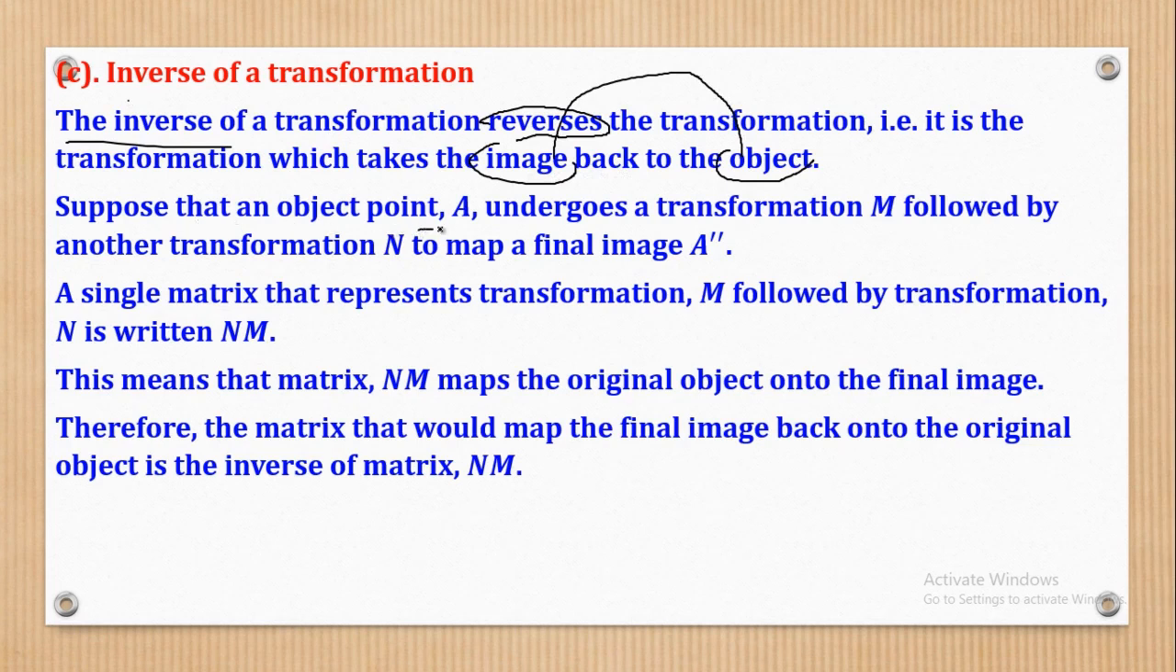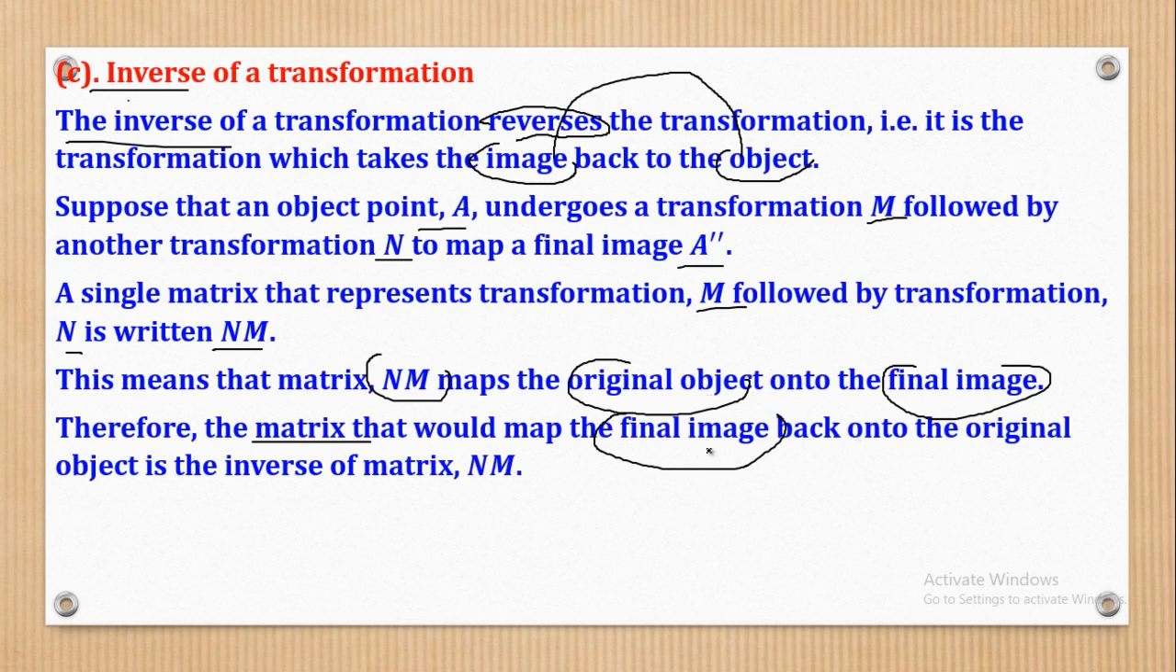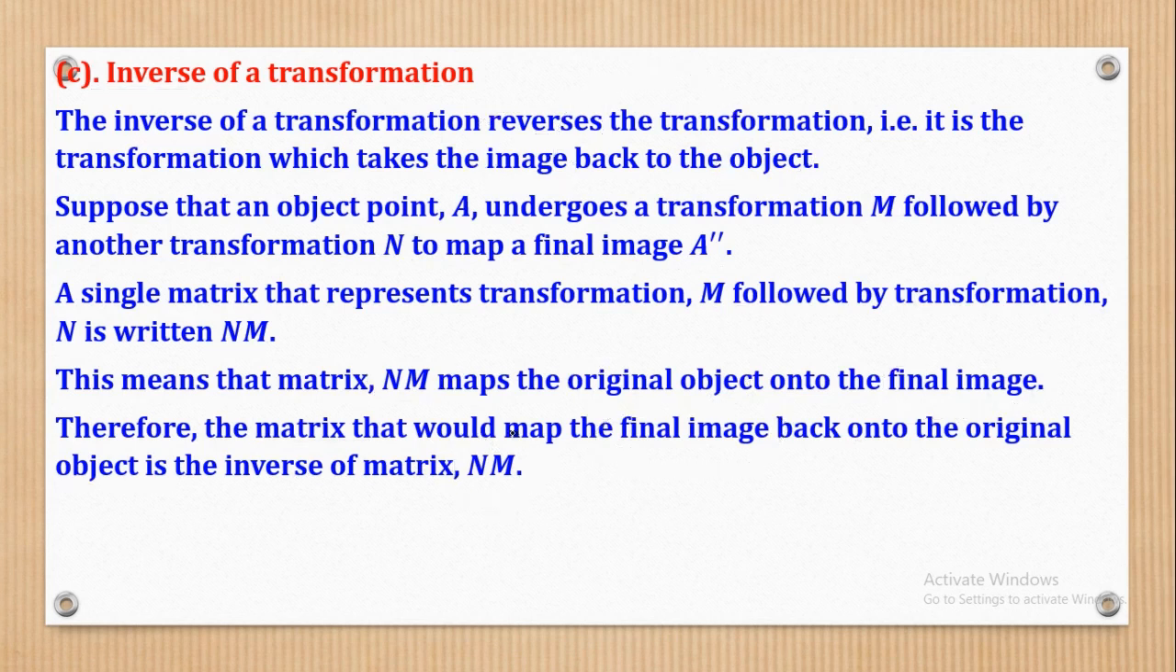So suppose that an object point A undergoes a transformation M followed by another transformation N to map a final image A double prime. So a single matrix that represents the matrix M followed by N is written by this. I think you remember that the first becomes last and the last becomes first. Now that I've got that single matrix, this matrix NM maps the original object onto the final image. But when we bring in the inverse, it means that I want a matrix which maps the final image back onto the original object. Therefore, the matrix that would map the final image back onto the original object will be the inverse of NM. So that is the use of the inverse. It helps us to map the image back onto the object.